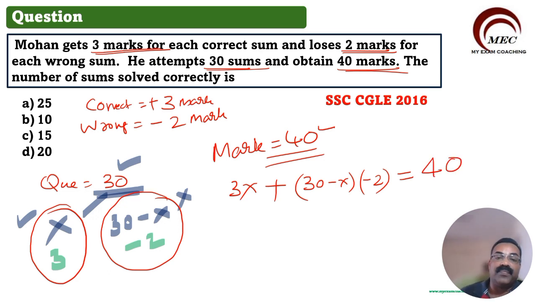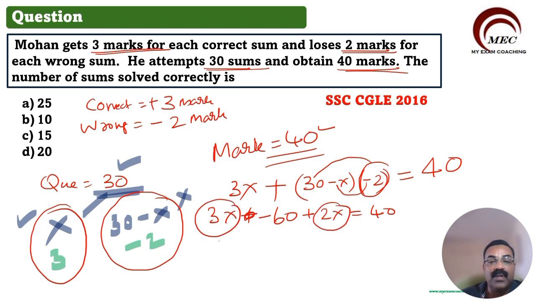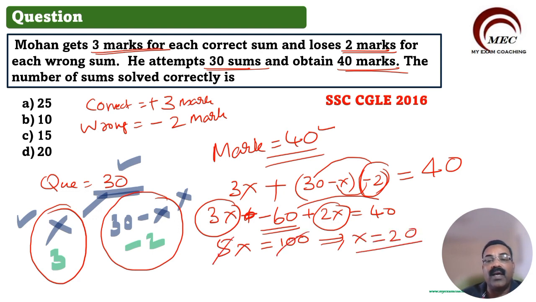Now let us solve this. 3x plus minus 2 into 30, that will become minus 60, minus 2 into minus x, minus into minus will become plus 2x, which is equal to 40. So 3x plus 2x will become 5x. This minus 60 when I take to this side, it will become plus 60. So 60 plus 40 will become 100. So from this I will get x is equal to 100 by 5, which is 20. I got x is equal to 20.